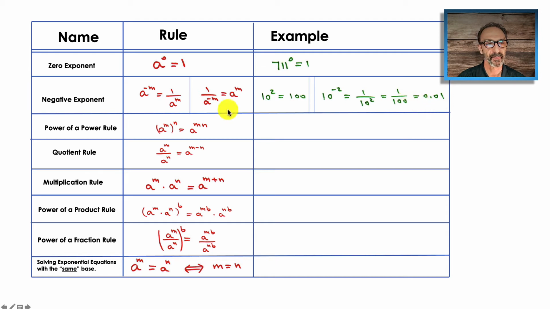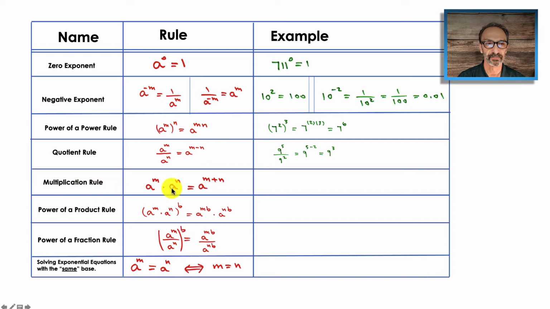Okay? Power of a power rule. As you can see right here, we multiply the exponents. To see it with numbers, 7 to the power 2 to the power 3 is 7 to the power 2 times 3, and that is 7 to the power 6. Quotient rule. It shows right here that we need to subtract the exponents. For example, 9 to the power 5 over 9 to the power 2 becomes 9 to the power 5 minus 2, which is 9 to the power 3.